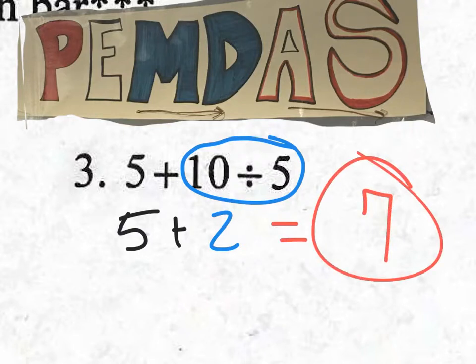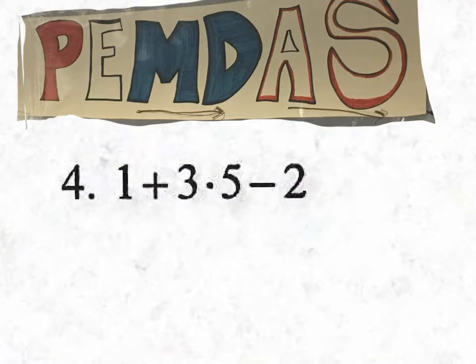Let's try the next one. All right, do we have parentheses? No. Exponents? No. Multiplication or division? Yes, all right, so let's get that. You know what, on the other one I didn't circle the sign in front. It'd probably be a good idea to circle the sign in front so you could remember that that's a positive 3 times a positive 5. What's the answer there?